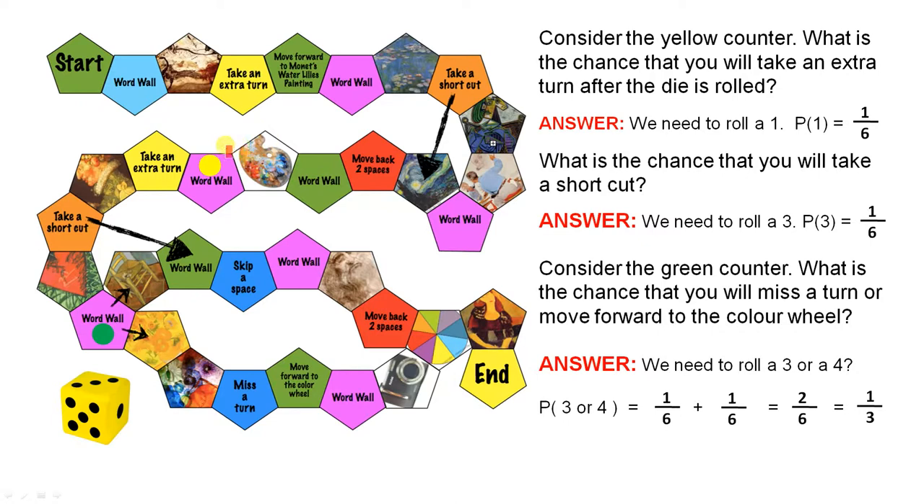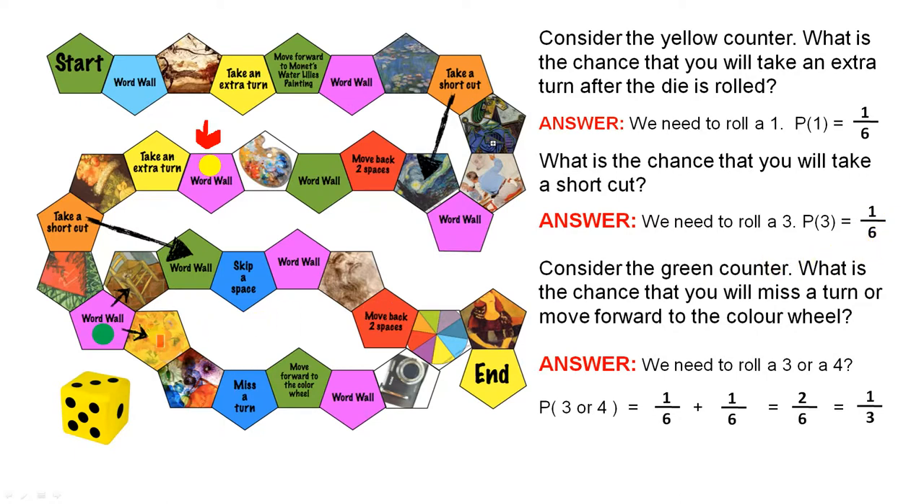Consider the yellow counter. Here it is here. So there's the start and there's the end. Now what happens with the yellow counter? What is the chance that you will take an extra turn after the die is rolled? To take an extra turn you have to throw a 1. So we need to roll a 1. The probability of throwing a 1 is 1 over 6. What is the chance that you will take a shortcut? We need to roll a 3 because it's 1, 2, 3. The probability of throwing a 3 is 1 over 6.